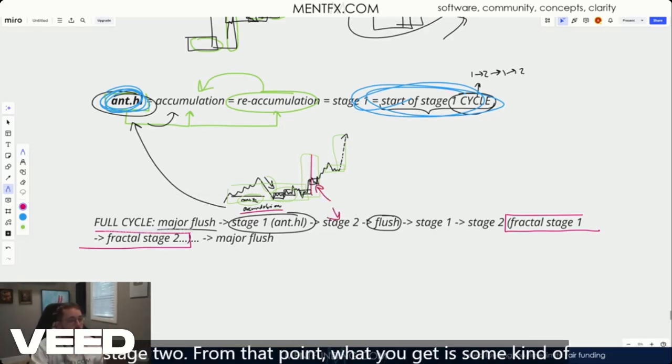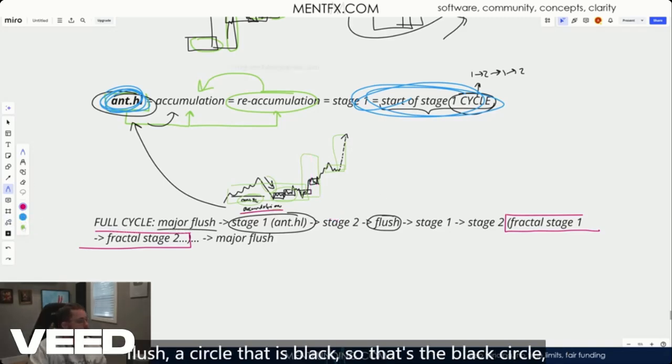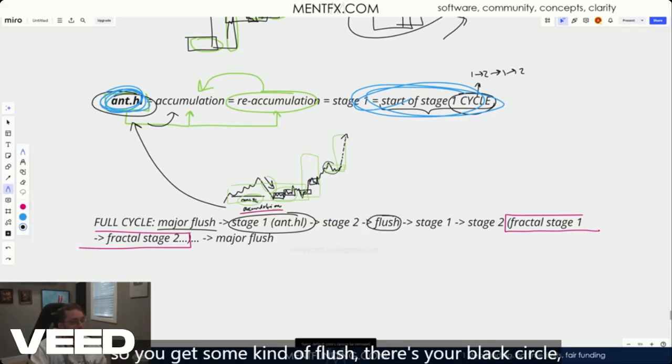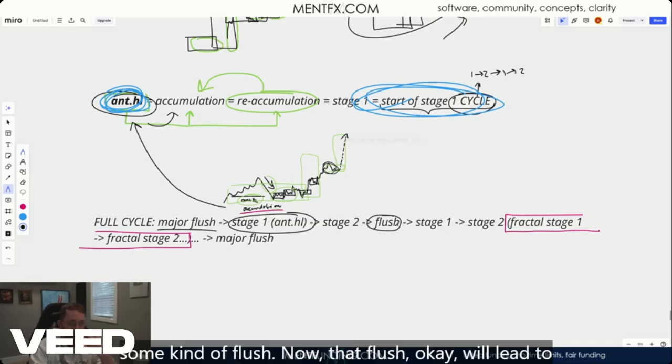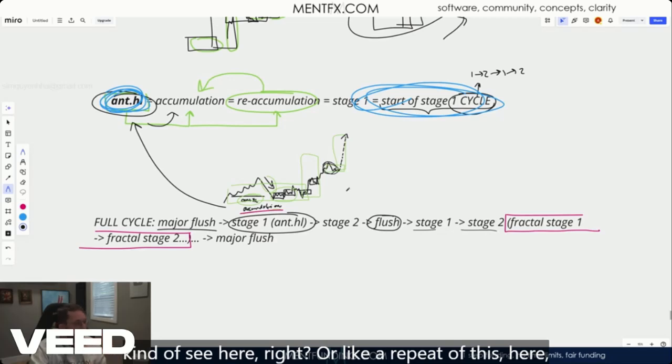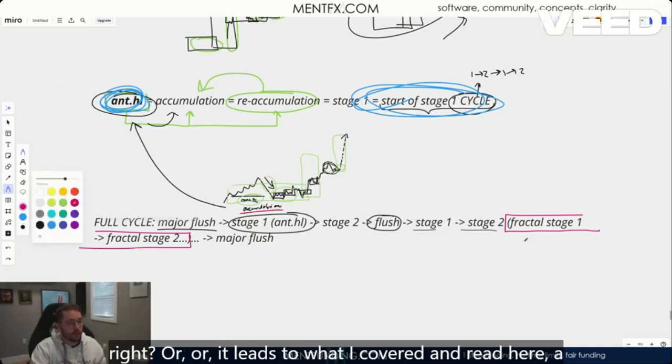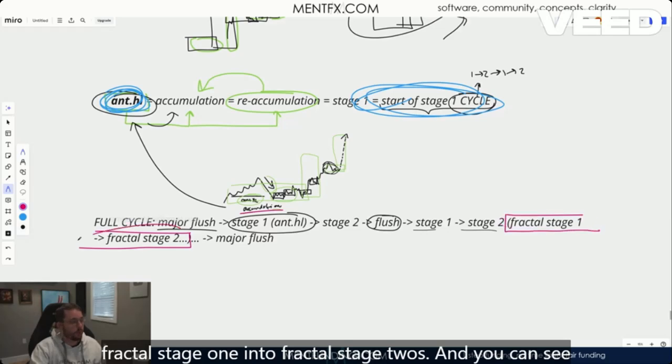That's your stage two. From that point, what you get is some kind of flush, a circle that is black. So that's the black circle, some kind of flush. Now that flush will lead to either a stage one into new stage two, which is what you see here, or a repeat of this here, or it leads to what I covered in red here, a fractal stage one into fractal stage twos.